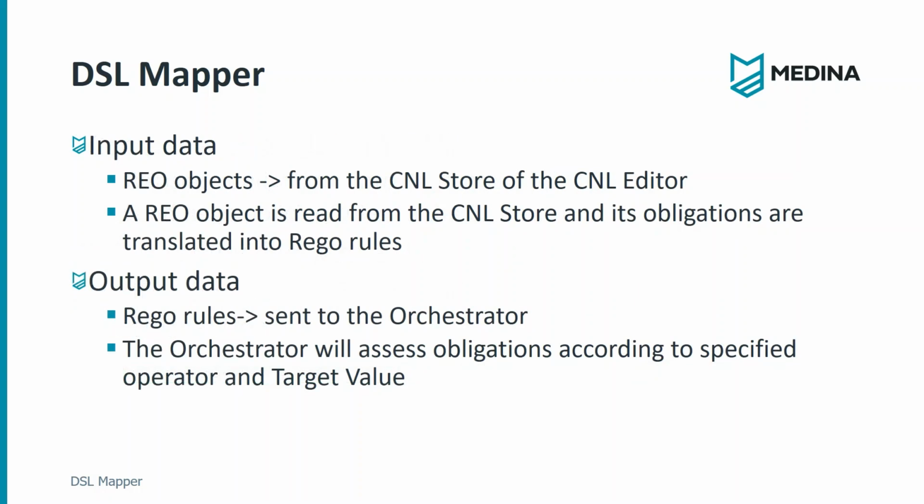The DSL Mapper uses the database of the CNL Editor as the source of information to retrieve the RIO object and its corresponding obligations. The output of the DSL Mapper is represented by 2 files for each obligation, written in Rigo language. They contain the implementation and the configuration corresponding to an obligation. These files are sent to the orchestrator.